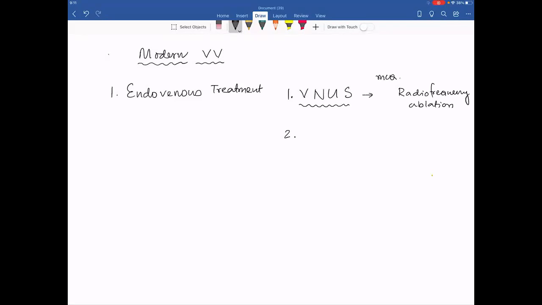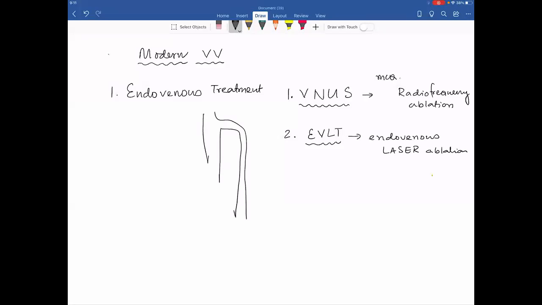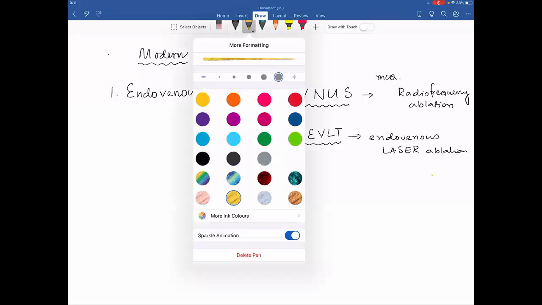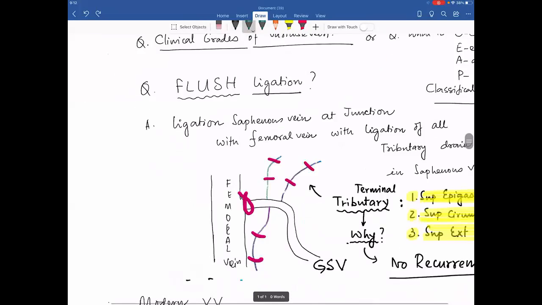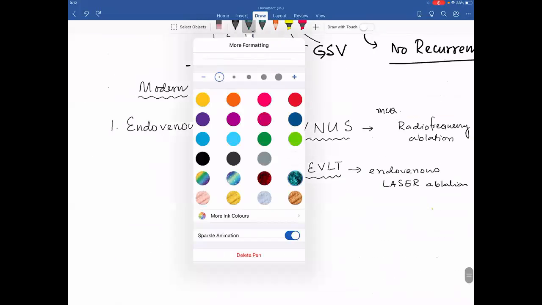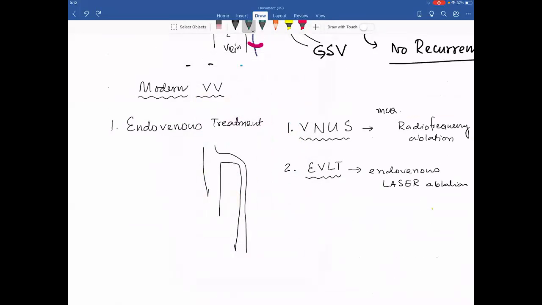Point number 2, EVLT. What is EVLT? EVLT is endovenous laser ablation. The basic logic about this is that if this is the vein, the great saphenous vein, what you do is, let me take my sparkle pen. I really love the sparkle pen. Itna bada to nahi hoga, boss. The wire has to be smaller than the vein. Okay, so let me take a thin wire. So let us introduce the wire up till this.